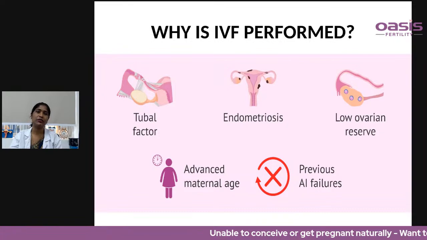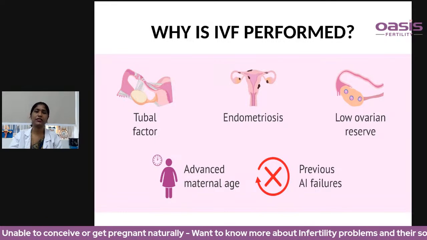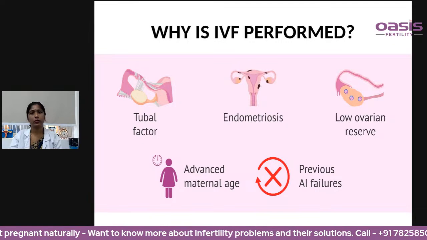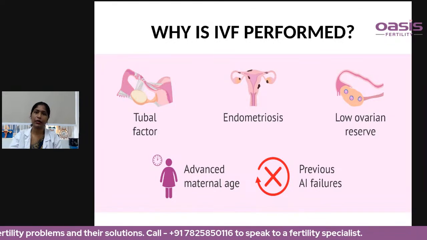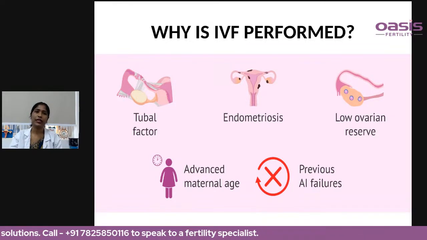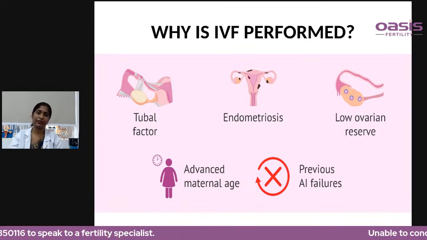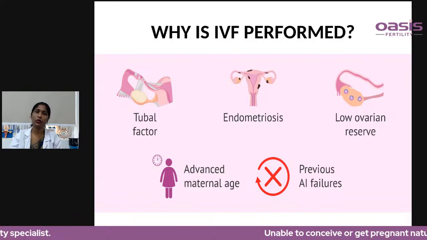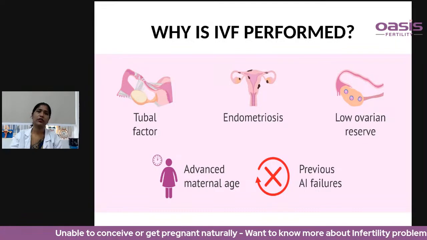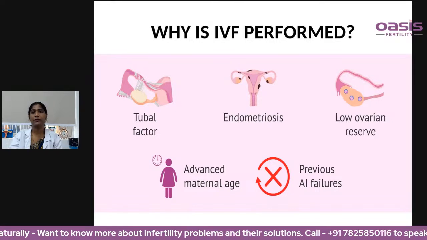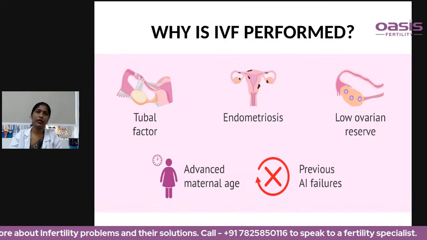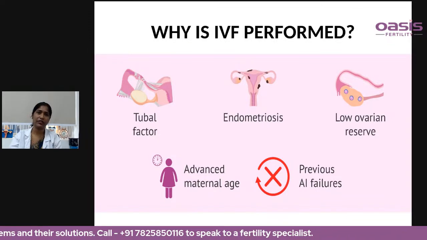In this slide, I'm showing you the routine reasons for which we perform IVF. One important reason is a tubal factor, that is, if one or both tubes are blocked. The second important cause is when a woman is suffering from endometriosis, because in this condition, most of the time the uterus, the tubes, and the ovaries get affected. The third reason is low ovarian reserve, which could be because of many reasons, such as endometriosis, some genetic cause, or advanced age. Advanced maternal age, especially more than 35 years, generally tends to come with a low ovarian reserve. In these women also, we prefer IVF.